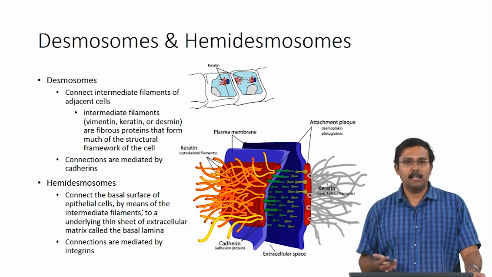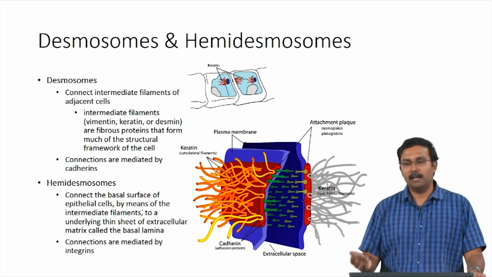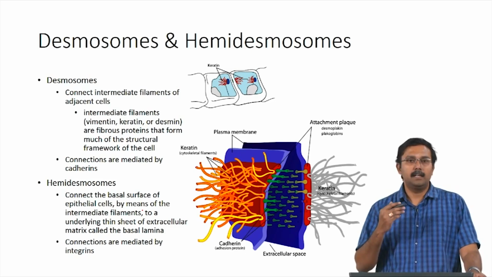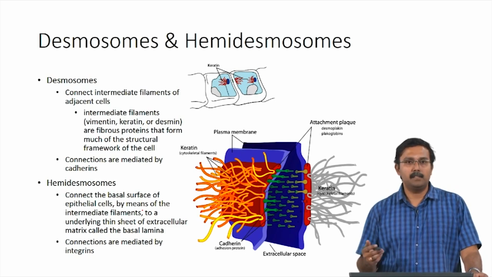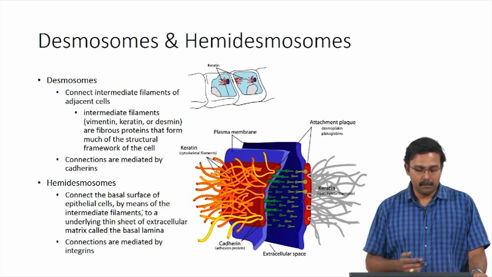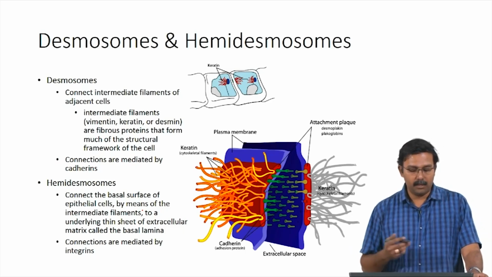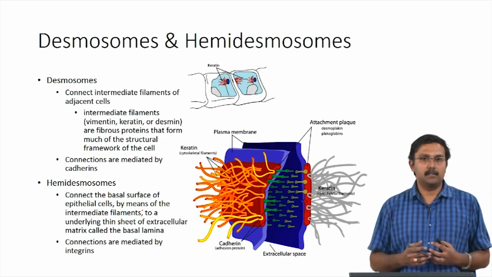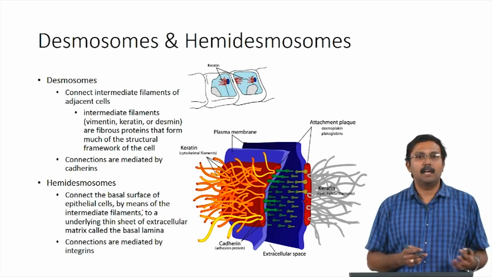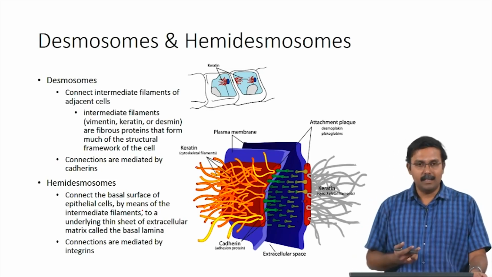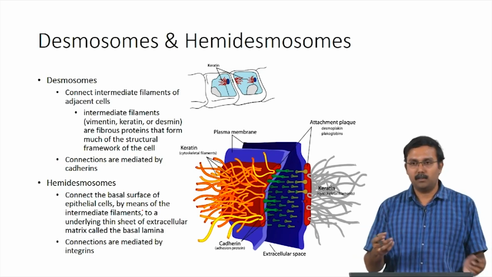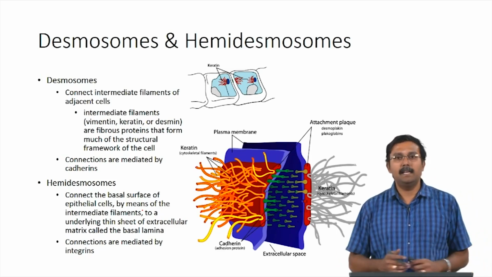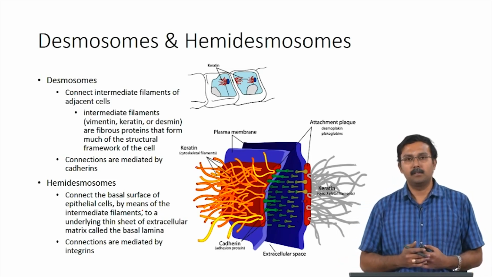So, desmosomes and hemidesmosomes are also anchoring junctions. In case of desmosomes, what you see is a connection between the intermediate filaments and the adjacent cells. The intermediate filaments are usually made of fibrous proteins that form much of the structural framework of the cells. Some of these would be keratin or vimentin or desmin. These are just fibrous proteins which are present to create this structural framework. The connections here again are mediated by cadherins. Okay.